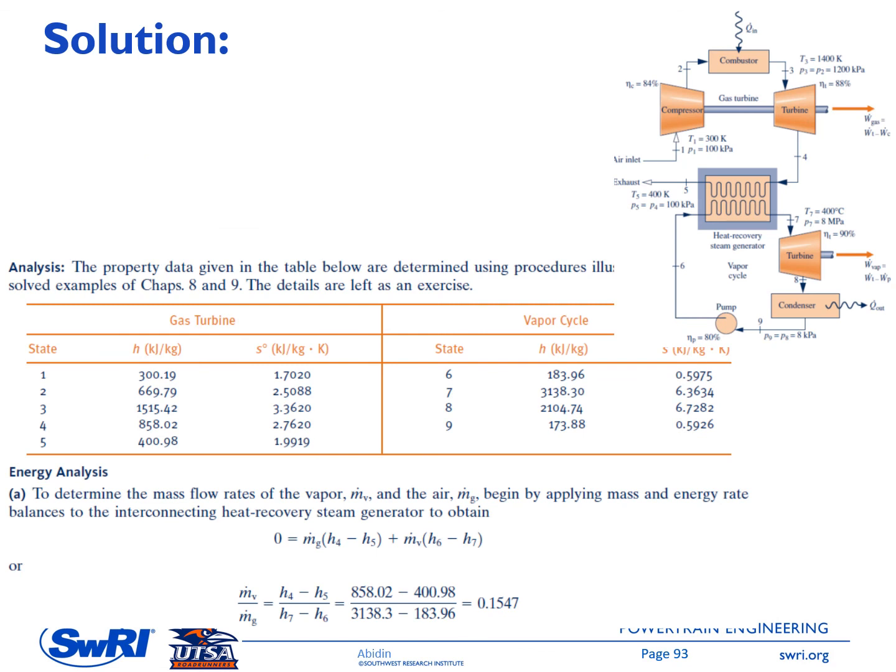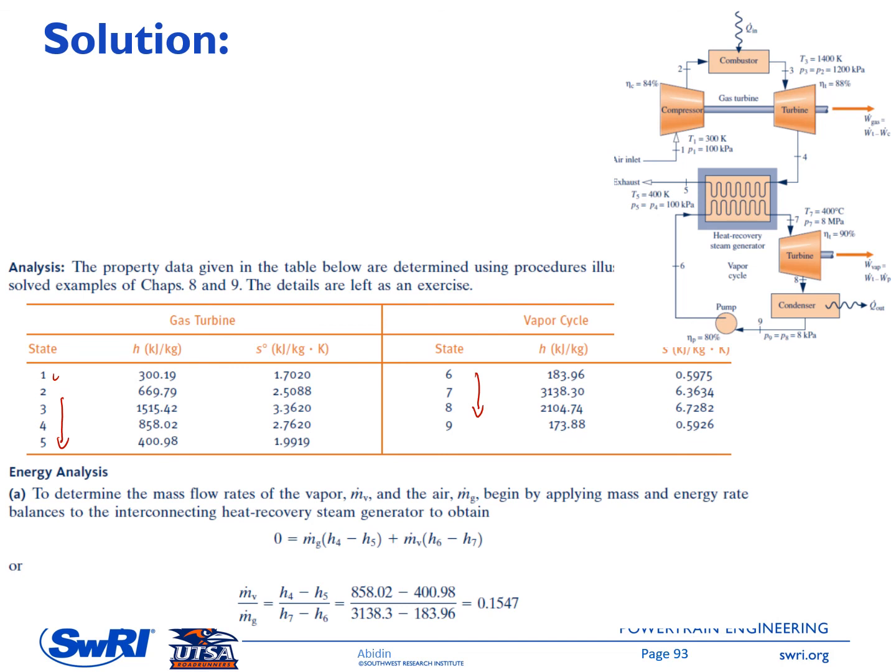Okay, once again, we don't need to determine step by step the properties at each state, because I believe you should be able to do it. So in this example, the properties at each point are shown in the table. Starting from state 1 through 5, this is the gas cycle side, and state 6 to state 9 is the vapor cycle side. So we have the enthalpy, and we also have the s degree here.